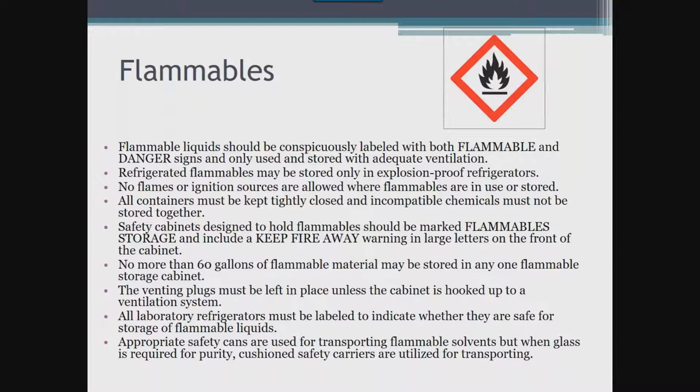Flames or ignition sources must not be present in areas where flammables are stored or utilized. And if flammables must be stored in refrigerators, the refrigerators must be labeled to indicate if they are safe for storage of flammable liquids, and they must be explosion-proof. Flammables cannot be stored in regular commercial refrigerators.